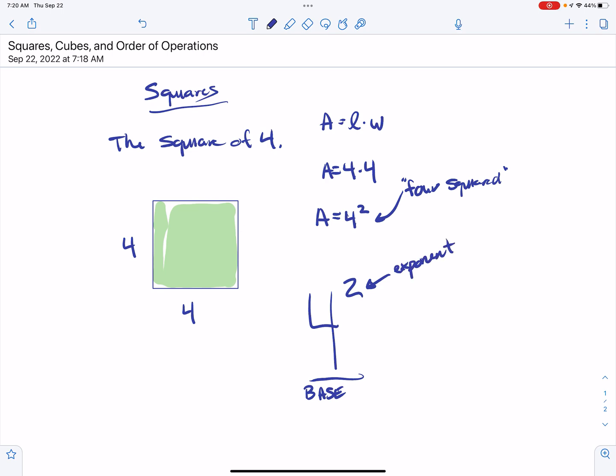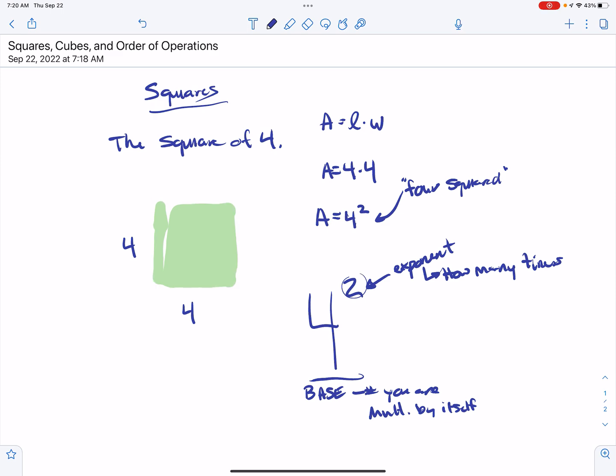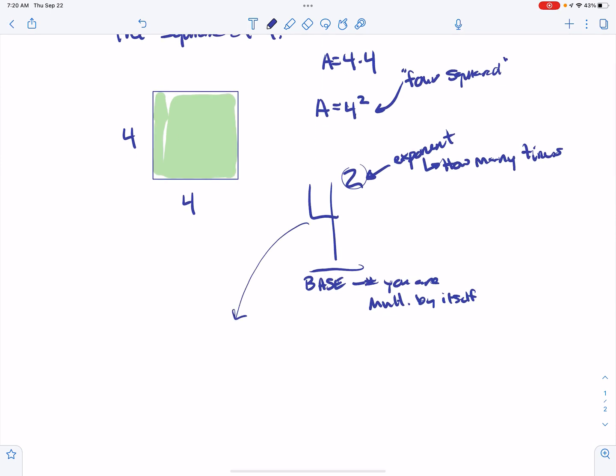And so the base is the number that you are multiplying repeatedly by itself. And then the exponent tells you how many times you are doing that. So because this is 4 squared, that means the exponent is a 2. So when you see this, what you really could think of is 4 squared is the same as 4 times 4, and that equals 16.